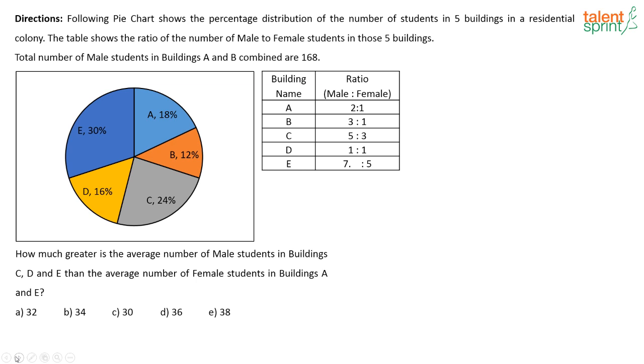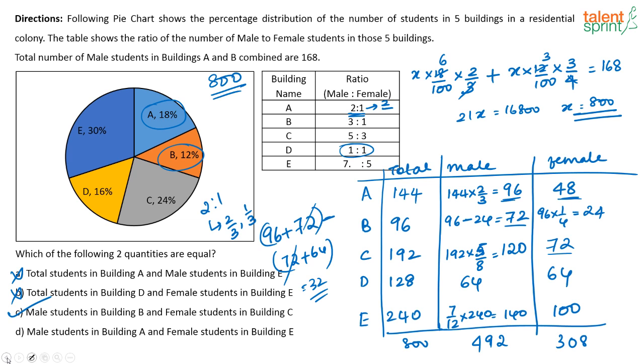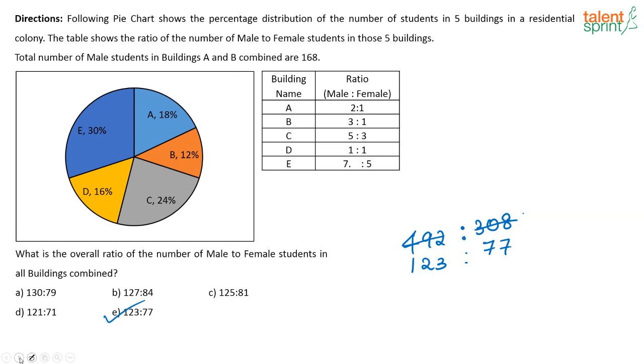Dinesh says the answer is B, that is 34. Let's see. Average number of male students in buildings C, D, E. So how many male students are there in buildings C, D and E? 120 plus 140, that is 260 plus 64, that is nothing but 324. Correct? 324 divided by 3.